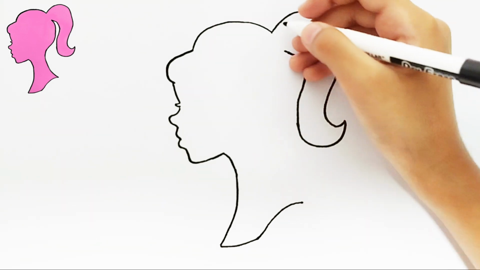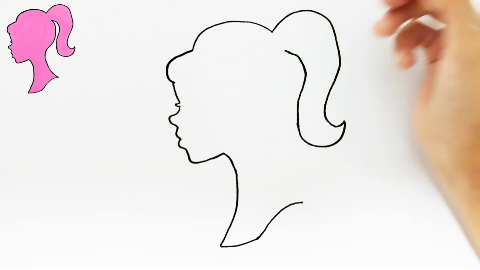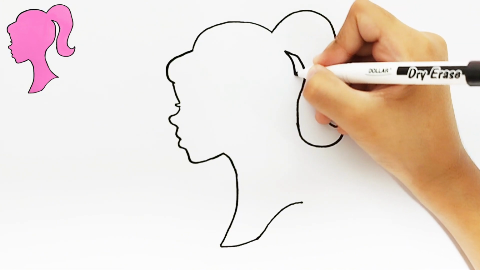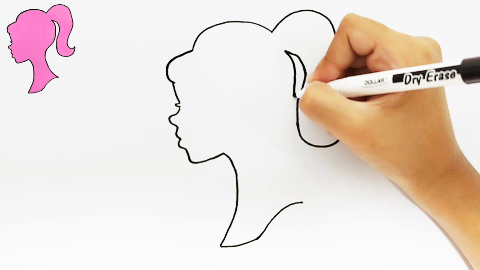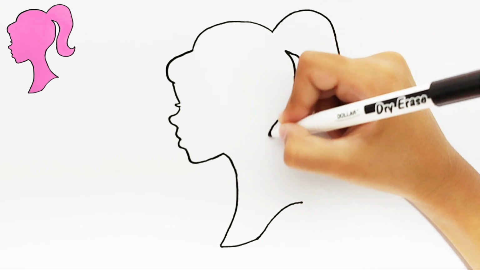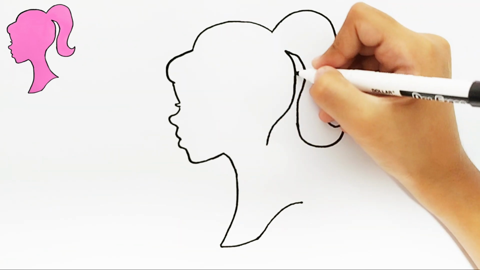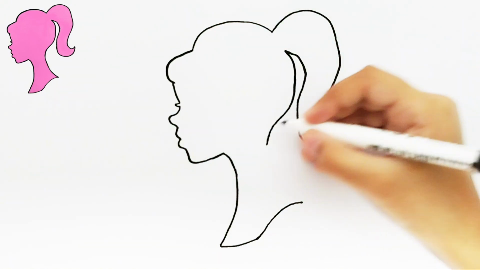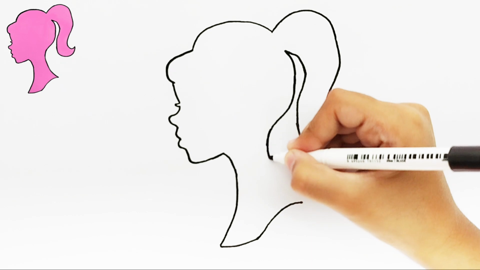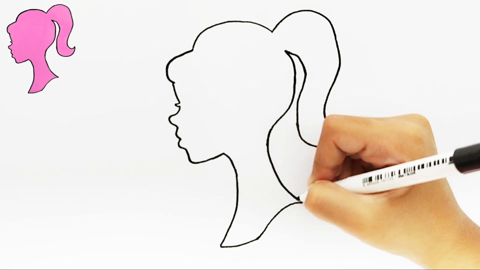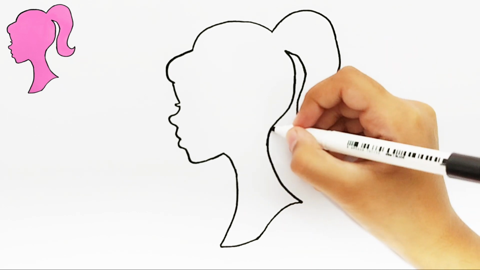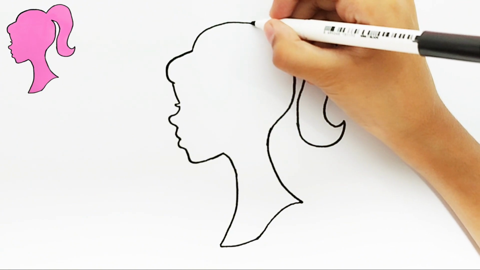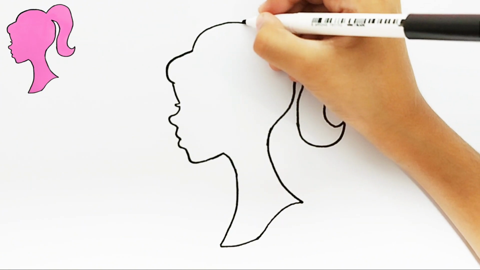Okay, now let us complete Barbie's head basically. So we're gonna come down like that. Oh my goodness, there's so many shapes in this. So you have to be careful of the shapes. Okay, now let us come down and connect the neck. And I'm just giving my Barbie some shape.